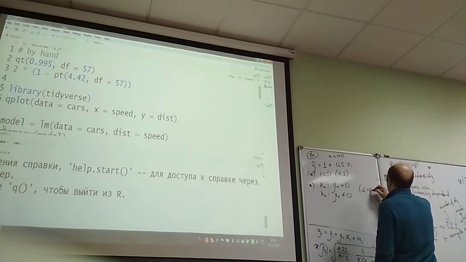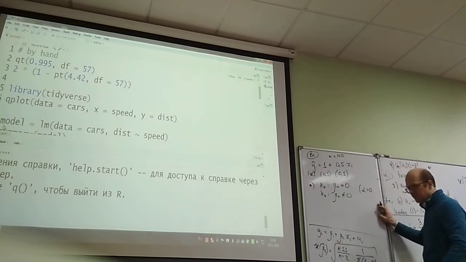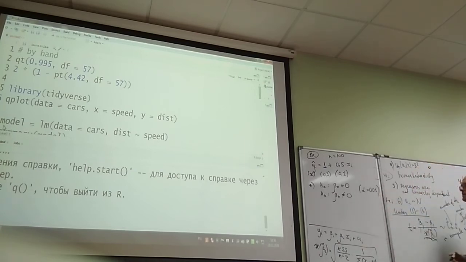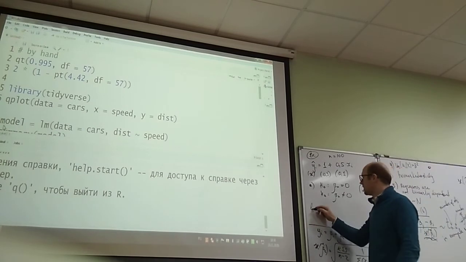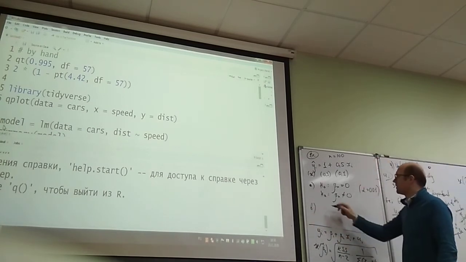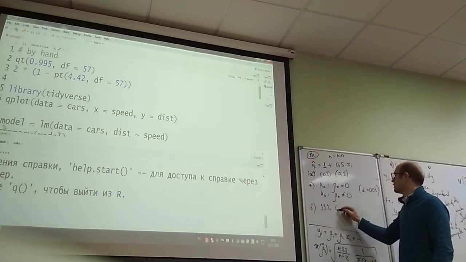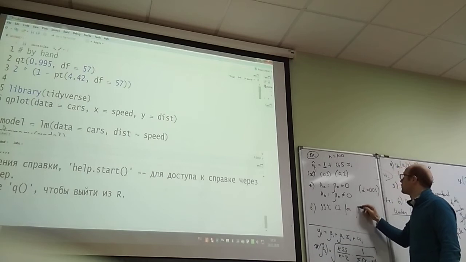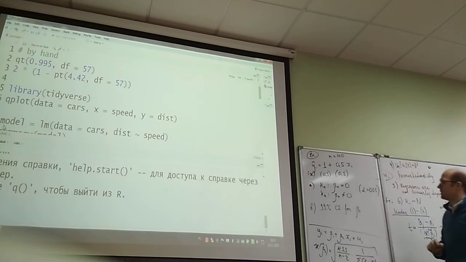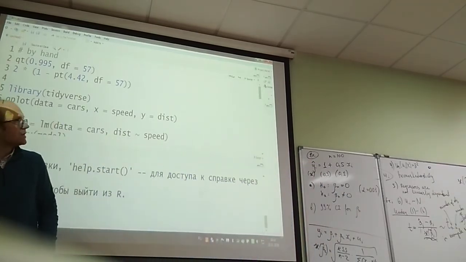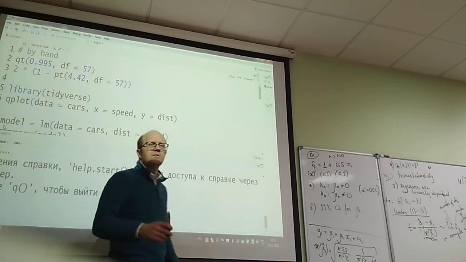So test that beta x, this coefficient, is 0 against the hypothesis that beta x is not 0. Let's select a significance level of 0.001%. So first test this hypothesis. And question B, provide a 99% confidence interval for beta x. The first question tests whether the coefficient is 0, and the second constructs a 99% confidence interval. Who can do this?